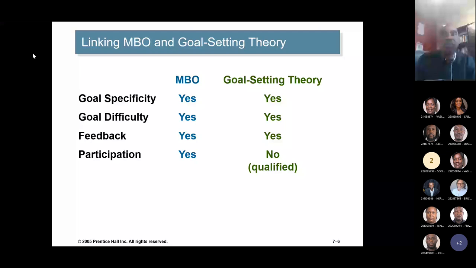Now, with regards to feedback, with regards to MBO, definitely yes. And of course, with regards to goal setting theory, the same thing. Now, with regards to participation, in terms of MBO, participation is allowed. So MBO, yes. But with regards to goal setting theory, participation is not allowed. So that is the only area where there seems to be a difference between MBO, management by objective, and of course, the goal setting theory of motivation.